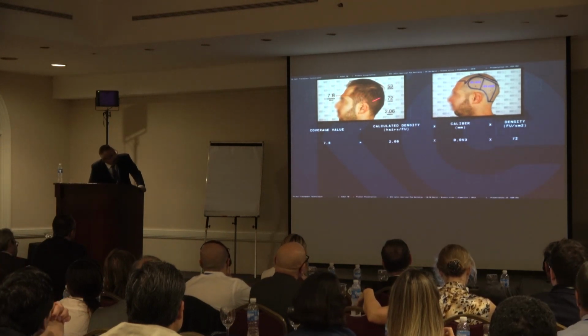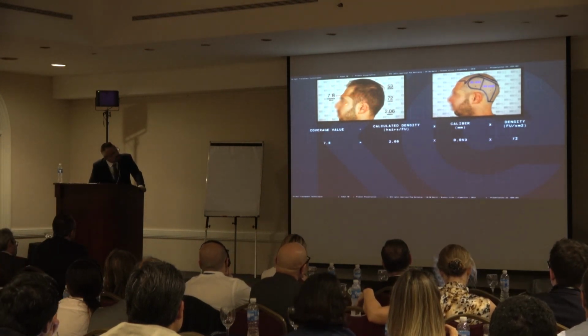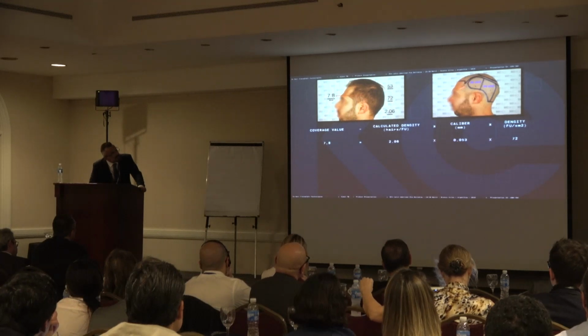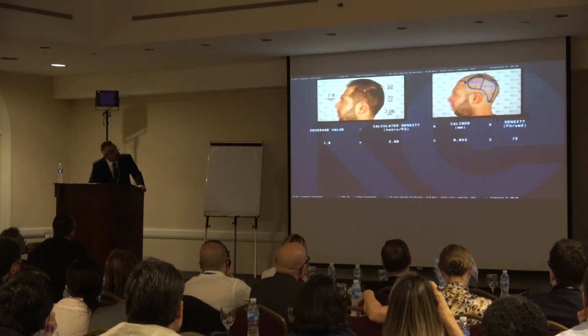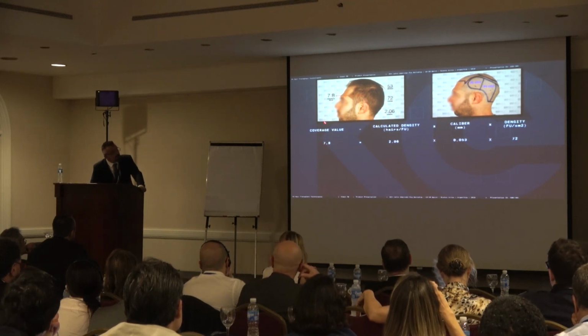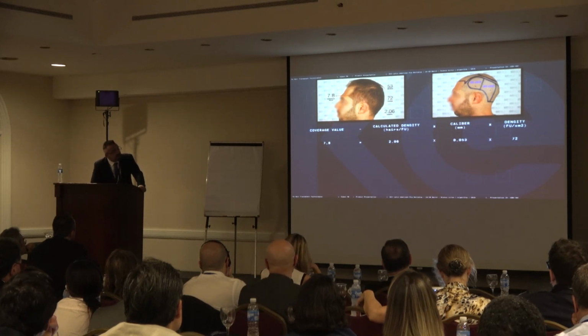yes, I choose the patient 1. You can see here, he's from his left temporal area. You see, which is 35 centimeters squares. I find the coverage value here 7.8. How I find that number? The same formula, multiplying the number of the hairs with the caliber.